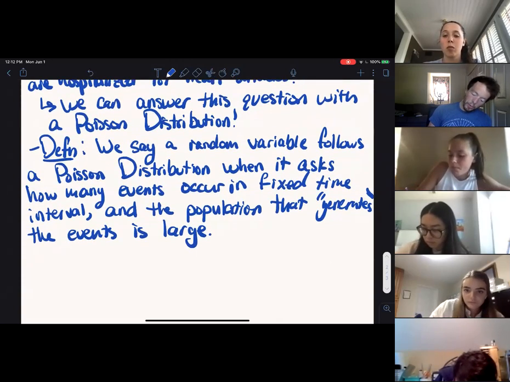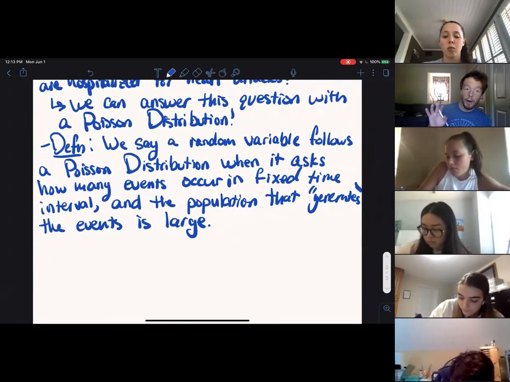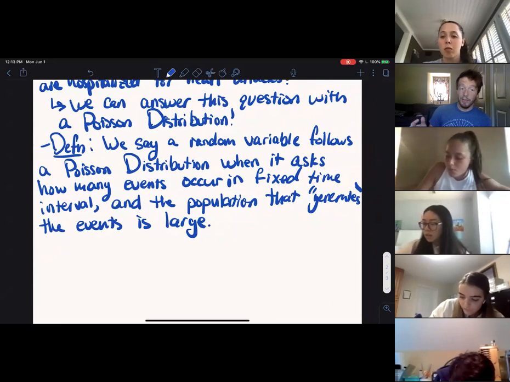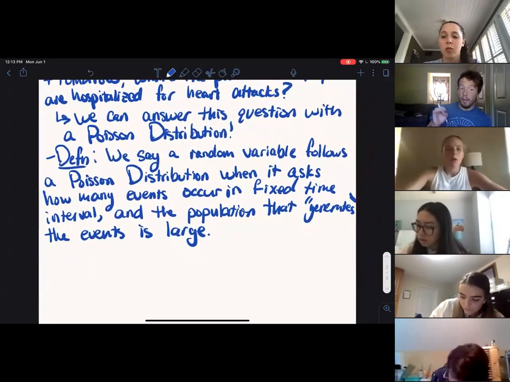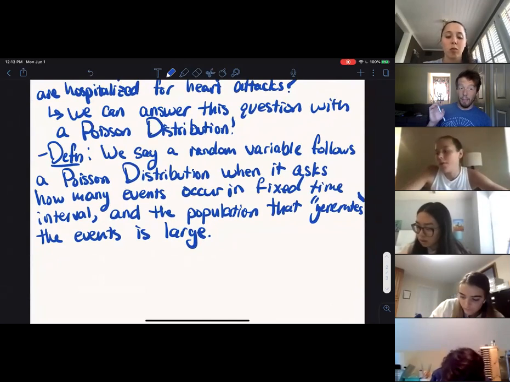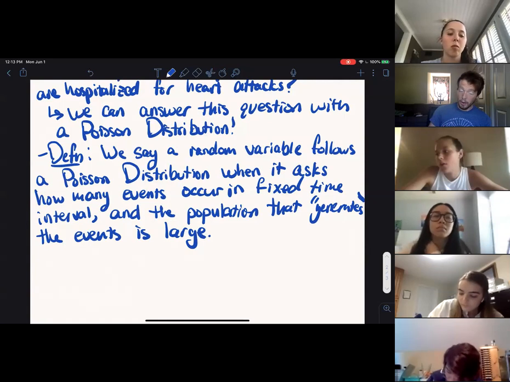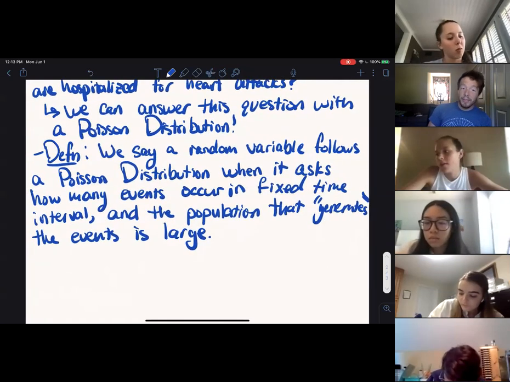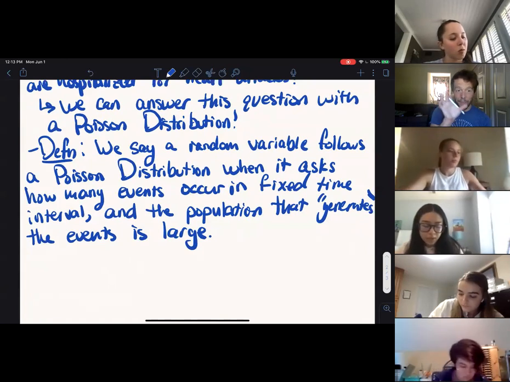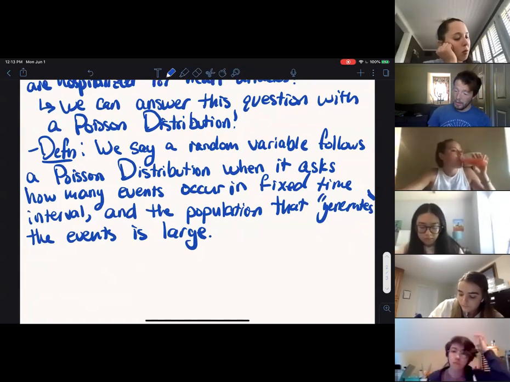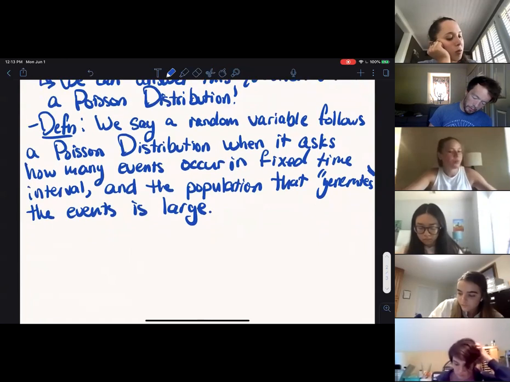All right, so our large population that is generating events is New York City, every single person in New York City. The event that we're trying to observe is whether or not a person shows up to be hospitalized as a consequence of a heart attack. And our fixed time interval is we are just thinking about how many times it happens in a given day, right? So each day, how does it happen? So let's talk about the formula.